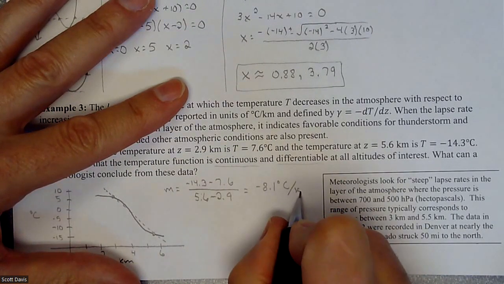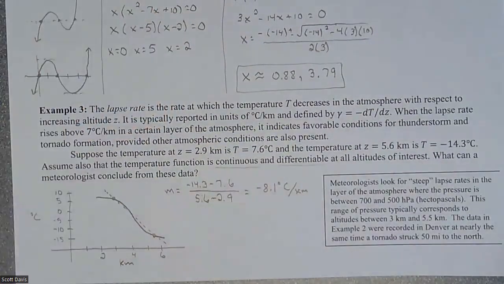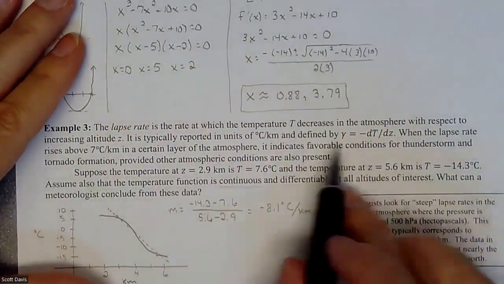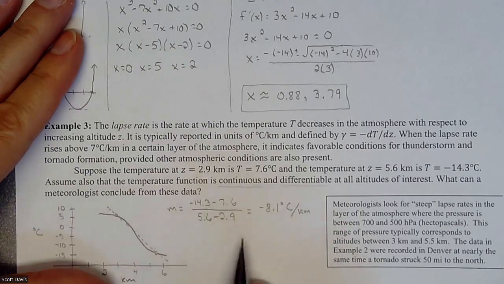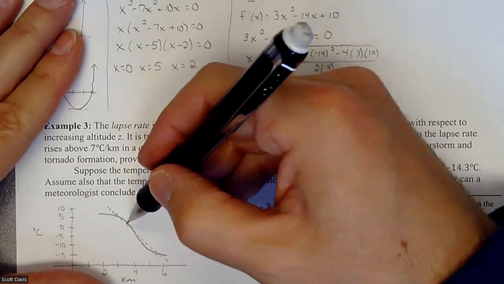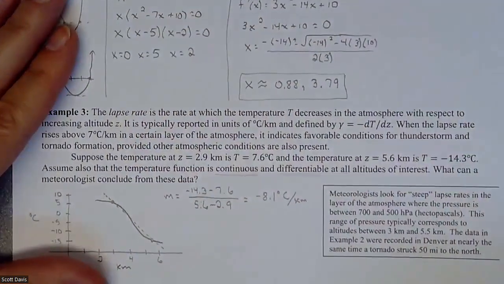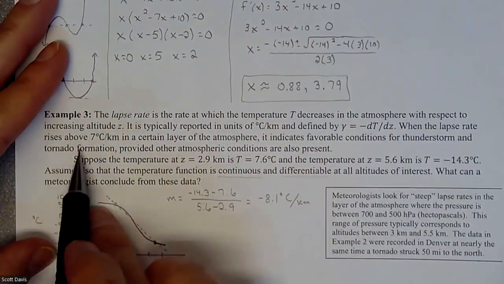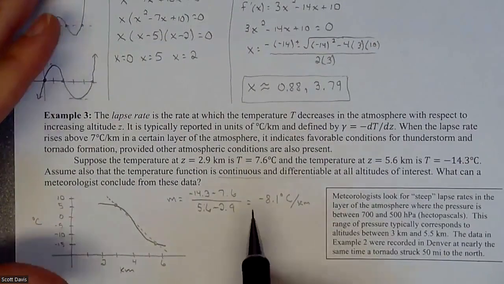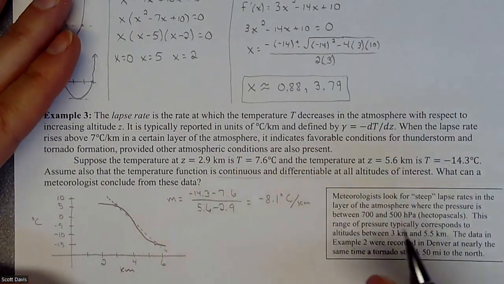Celsius per kilometer. So, which is bigger than our 7-degree change that we have. So somewhere in here where these potential steepnesses are, there is favorable conditions for a tornado formation to happen, right? And so that's kind of us using the mean value theorem for that.